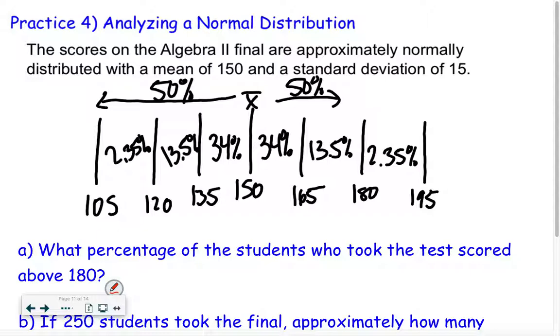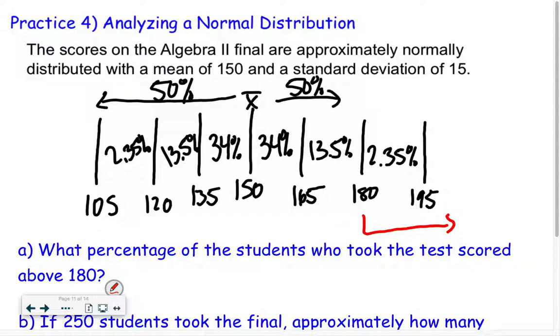Okay, so I need to be above this. Anytime it includes a tail, I would take the opposite and subtract from 100. Does that make sense? So when you're in the middle, like from here to here, you can just add percents. But when you are talking about the tail, I would take your opposite stuff and subtract from 100. Okay?